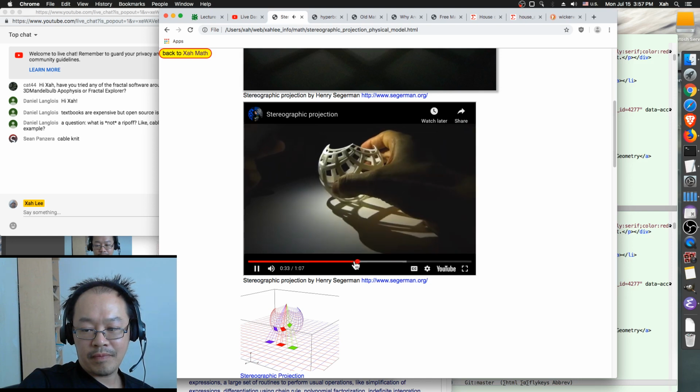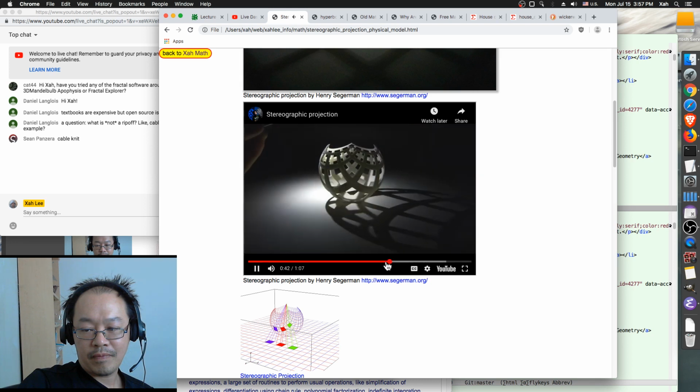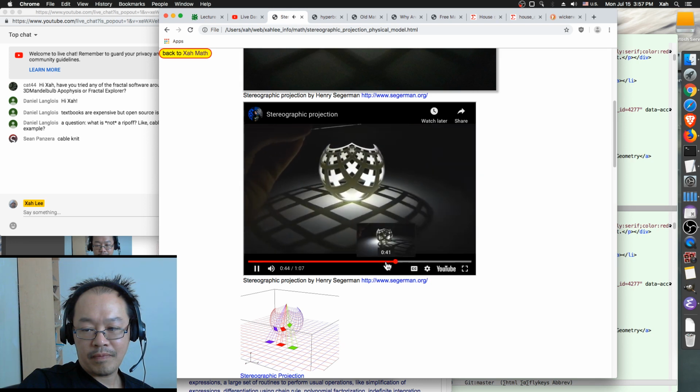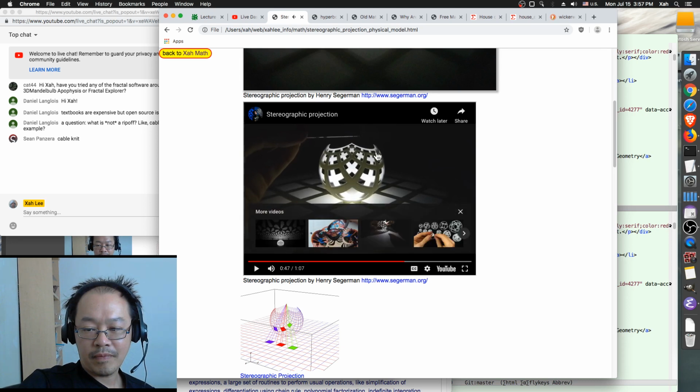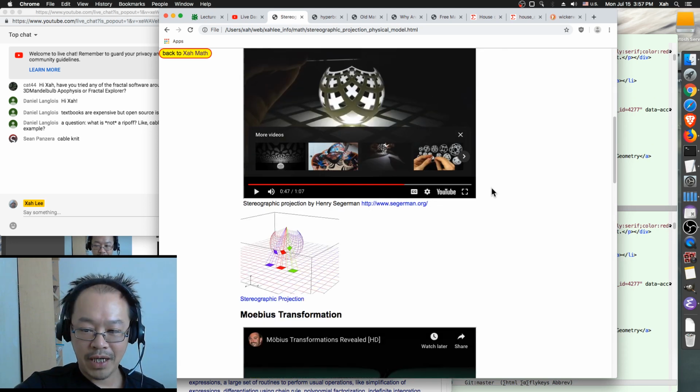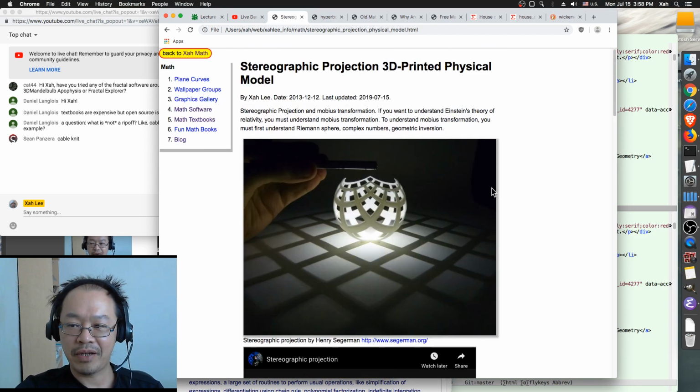Being in the dark, well, by a point light source, which is a pretty good approximation to a point light source. And if you arrange it... So he made this 3D model. It's fantastic. It's a stereographic projection.